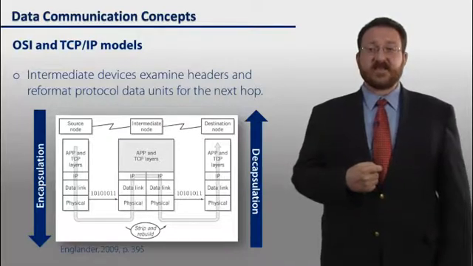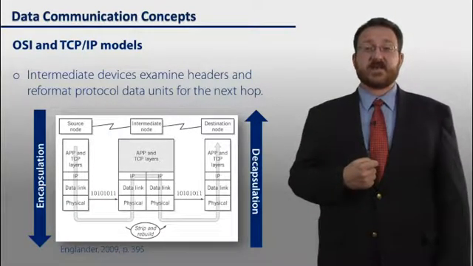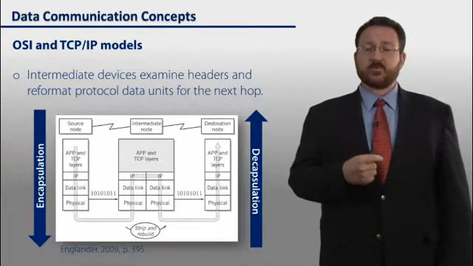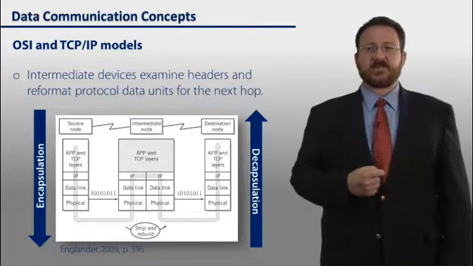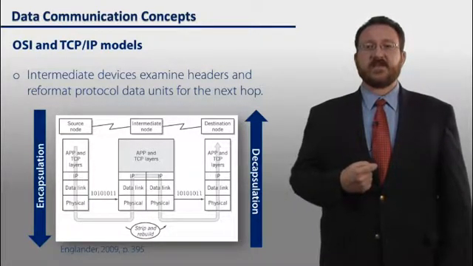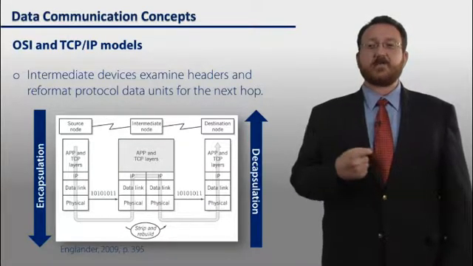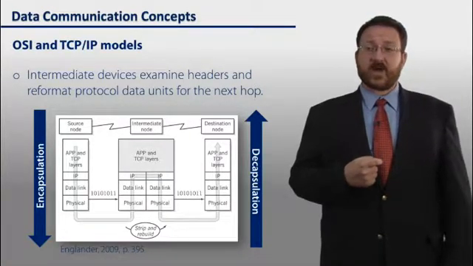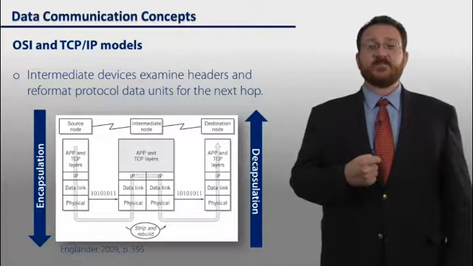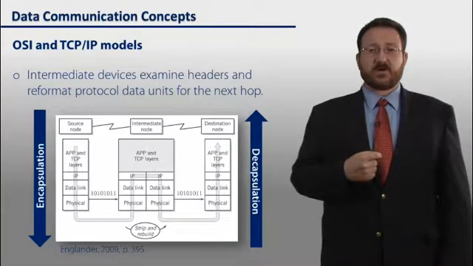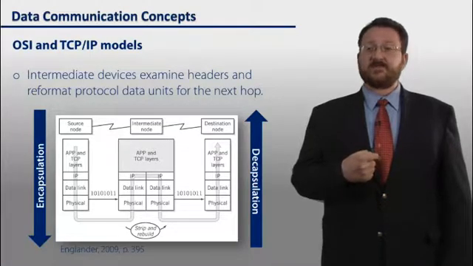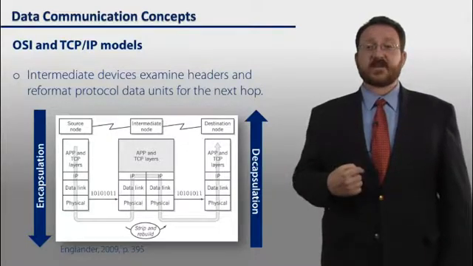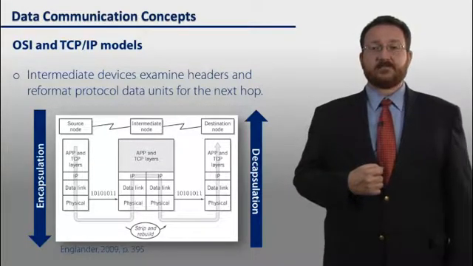Intermediate devices can examine headers and reformat the protocol data units for the next hop. This is especially true if we're moving from one media type to another, for example, from wireless to wired networks. As we move down the protocol stack on the left and across the physical layer to the intermediary node, it moves up, but not all the way up to the application layer. It might only move up to the IP layer for routers. For switches, we might only move all the way up to the data link layer. And it examines the protocol headers, figures out what to do with the packet, forwarding it out a particular port or a particular switch, and then sending it on its way. On the far side, we receive those and decapsulate on the way up.